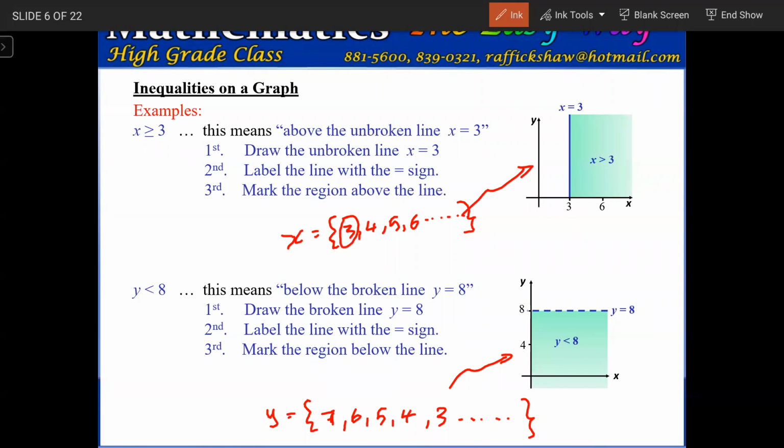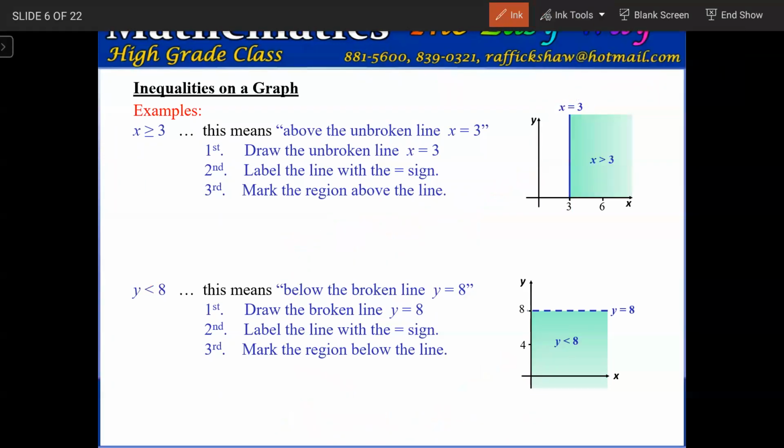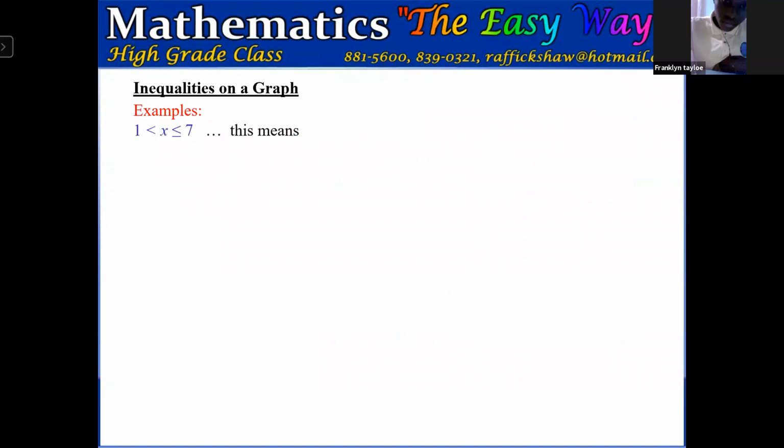So in this one, the 3 is included because the line is solid. In this one, 8 is not there, because it's only less than 8 that you want. It's simple. All right, so let us move on. That answers the question, young man? Sir. All right. Trust me, it's not complicated.